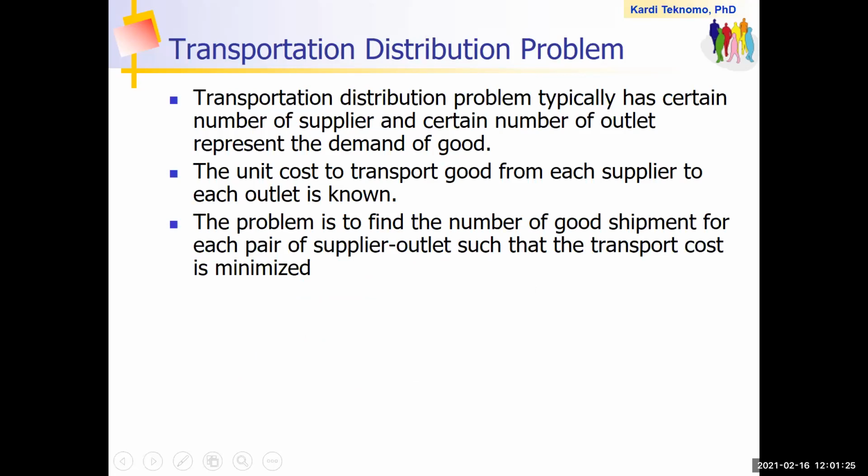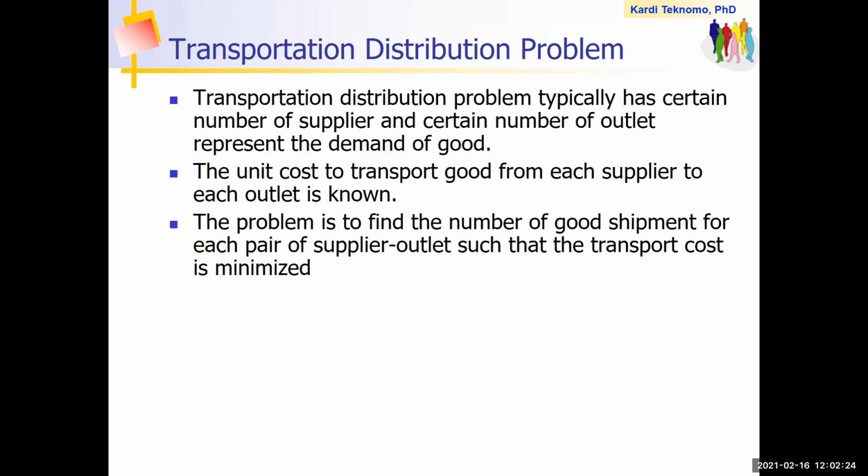So I'll give you the well-known transportation distribution problem. This is a common problem in transportation, distribution, or logistics. In this problem, you have a certain number of suppliers, and you also have a certain number of outlets. So you have supply and you have demand. Then you want to transport from each supplier to each outlet. To transport from supplier A to outlet A, there will be some transport costs. The transport cost is a generalized cost.